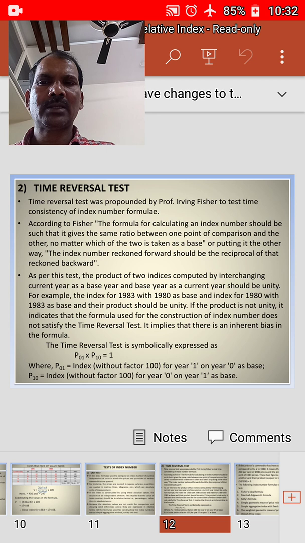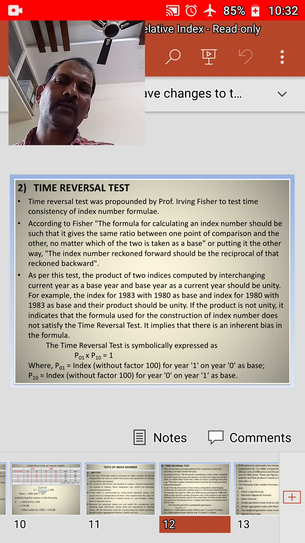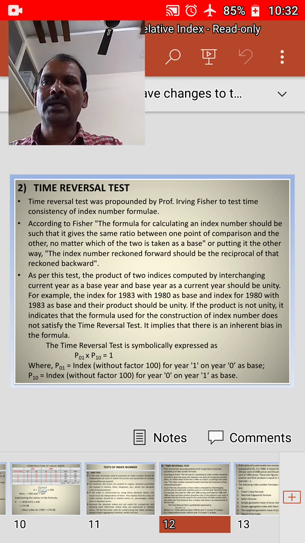The time reversal test is symbolically expressed as P01 into P10 is equal to 1, where P01 is the index without factor 100 for year 1 on year 0 as base. Okay, 1 is the current year and 0 is the base year, right? And P10 is the index without factor 100 for year 0 on year 1 as base.